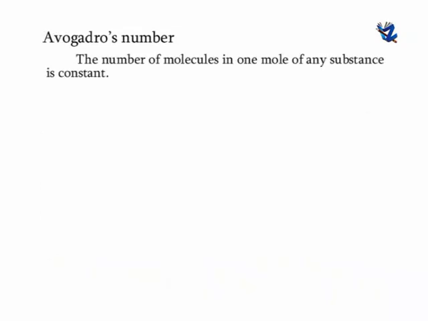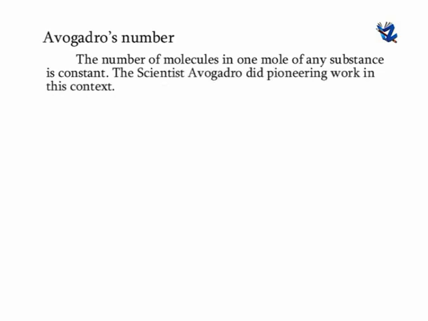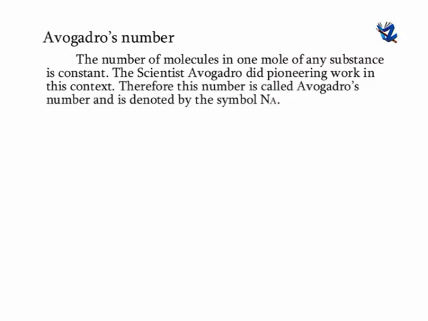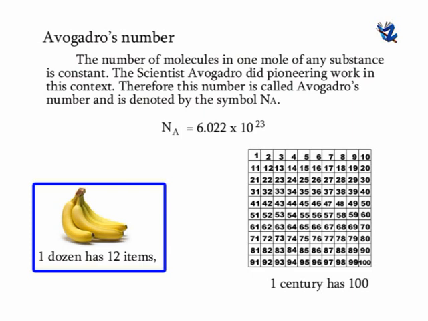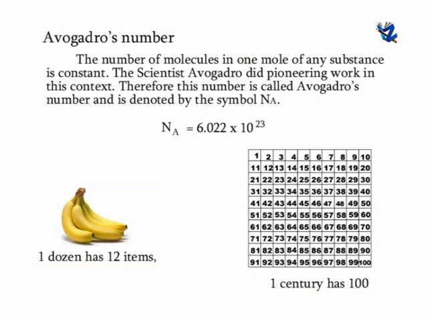Avogadro's number. The number of molecules in 1 mole of any substance is constant. The scientist Avogadro did pioneering work in this context. Therefore, this number is called Avogadro's number and is denoted by the symbol Na. The value of Avogadro's number is 6.022 into 10 raised to 23. A mole of any substance stands for 6.022 into 10 raised to 23 molecules. Just as a dozen has 12 items, a century has 100, a mole means 6.022 into 10 raised to 23.